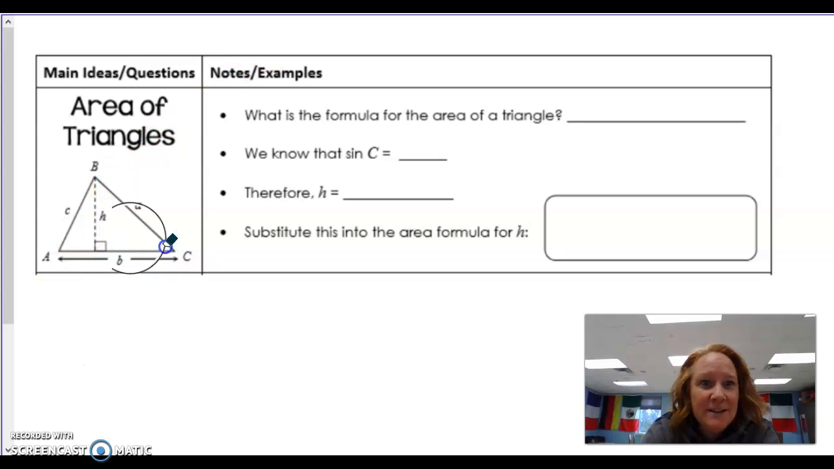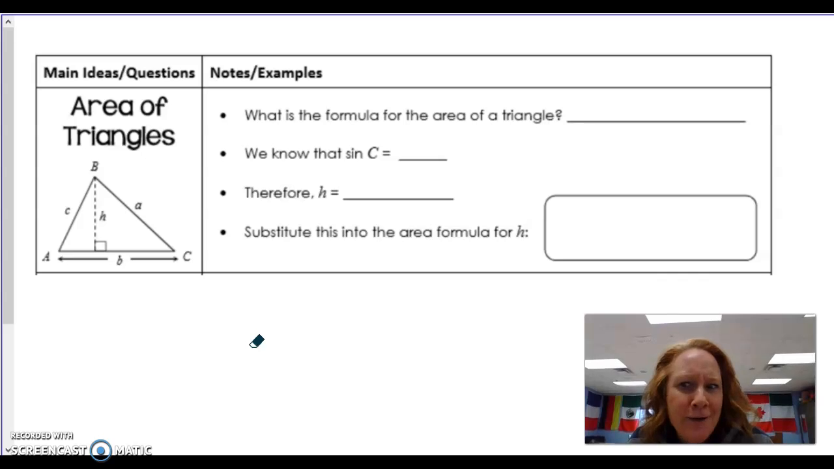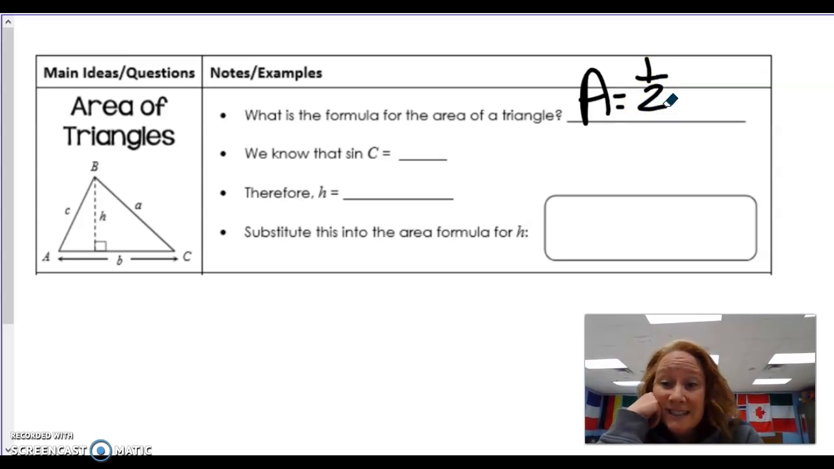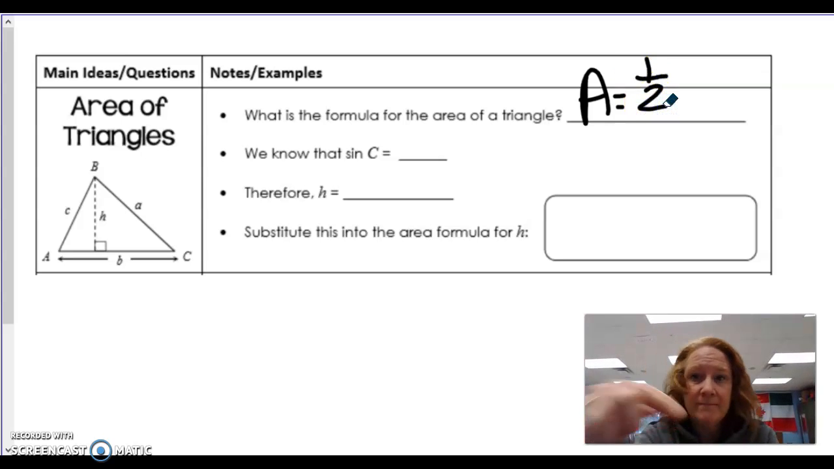So today we're going to figure out the area of triangles. Now you might say to yourself, I already know how to find the area of a triangle. To which I say, I bet you do. What is the formula that you've been using for years to solve a triangle? Yeah, you would do area equals 1/2 base times height.